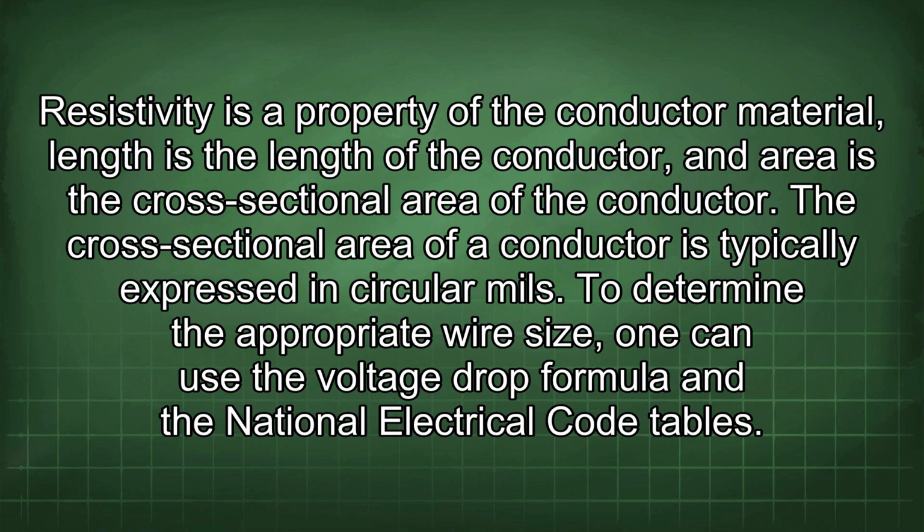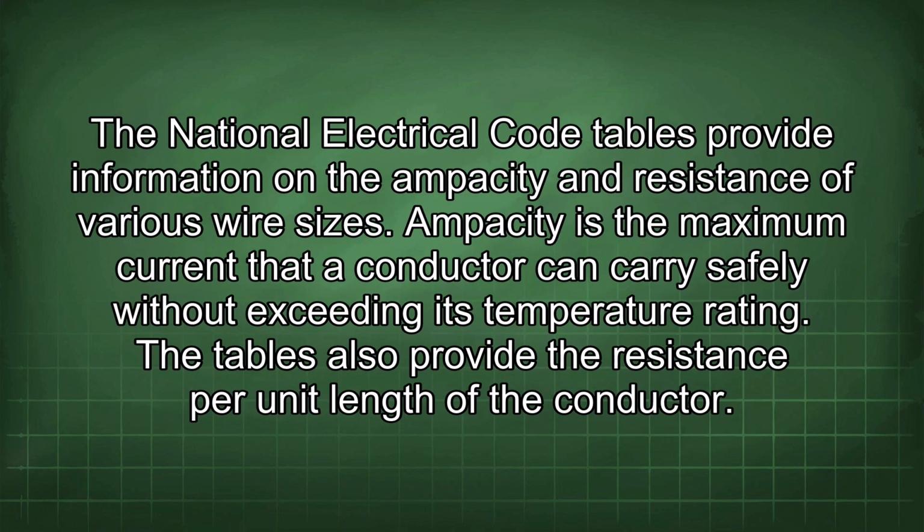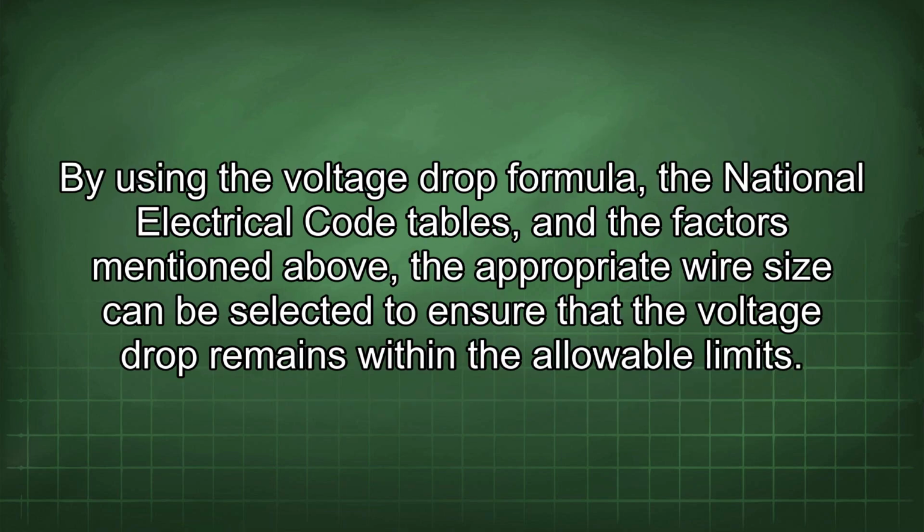To determine the appropriate wire size, one can use the voltage drop formula and the National Electrical Code tables. The National Electrical Code tables provide information on the ampacity and resistance of various wire sizes. Ampacity is the maximum current that a conductor can carry safely without exceeding its temperature rating. The tables also provide the resistance per unit length of the conductor. By using the voltage drop formula, the National Electrical Code tables, and the factors mentioned above, the appropriate wire size can be selected to ensure that the voltage drop remains within the allowable limits.